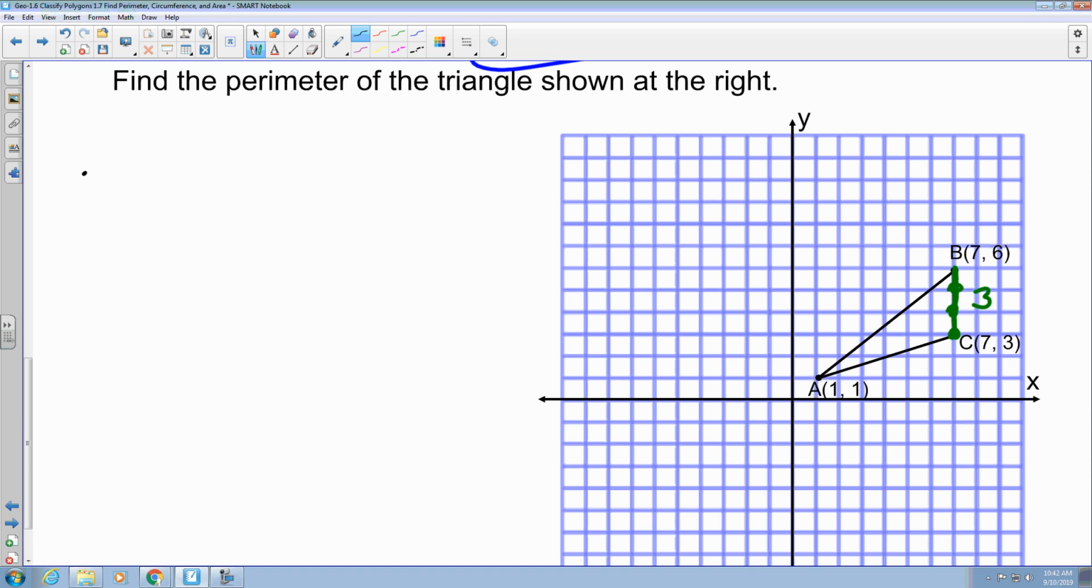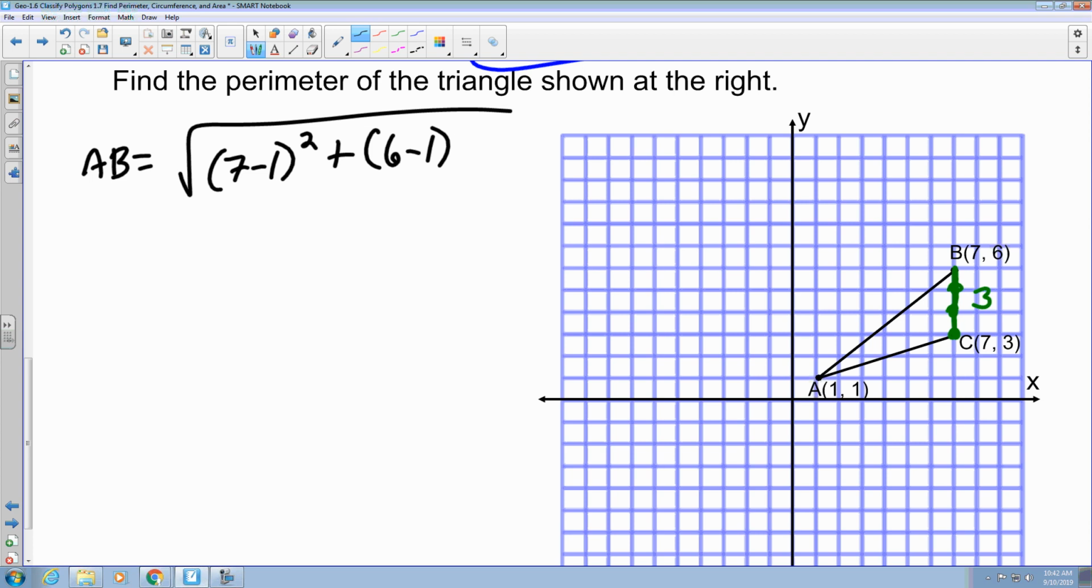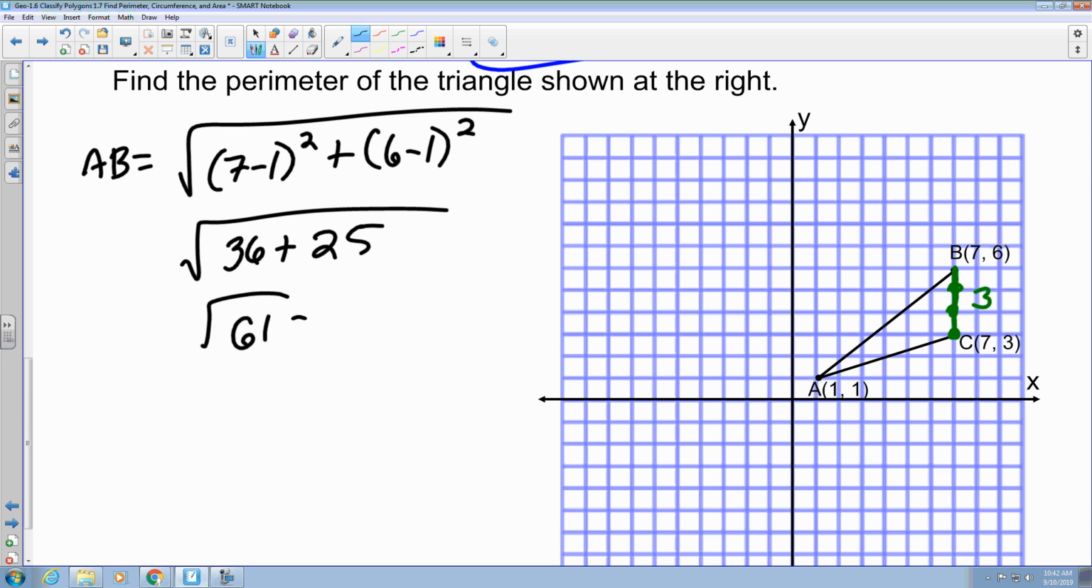Looking at AB, it's going to equal the square root of, and I'm just going to use 7 and 1, so 7 minus 1 squared plus 6 minus 1 squared. 7 minus 1 is 6. 6 squared is 36. Plus 6 minus 1 is 5. 5 squared is 25. So 36 plus 25 is the square root of 61, which is roughly 7.81.